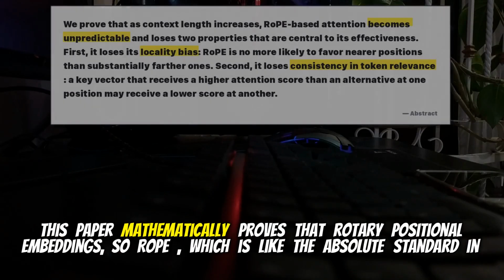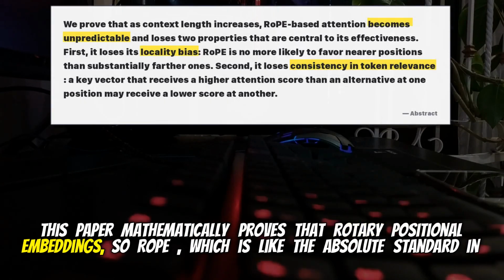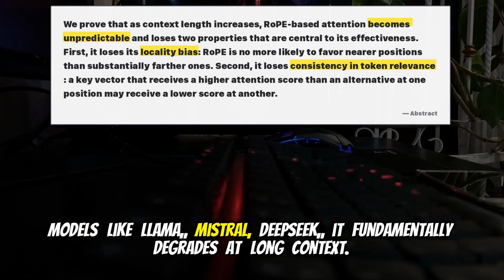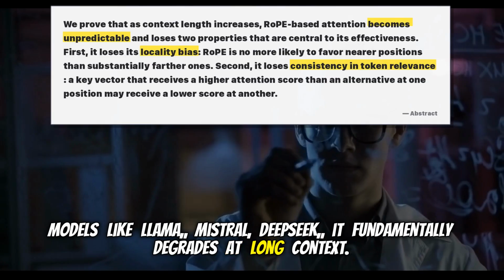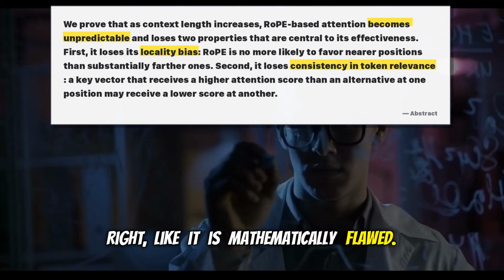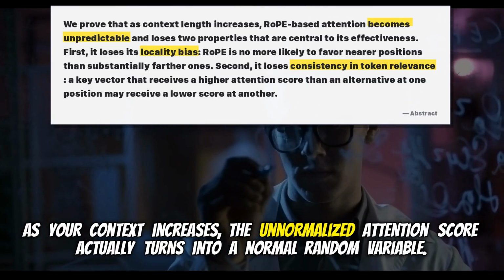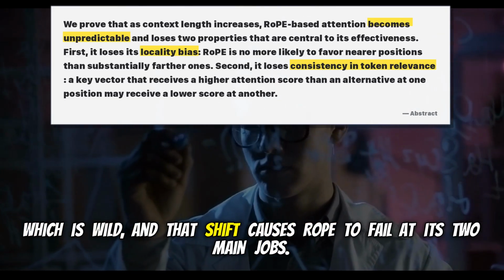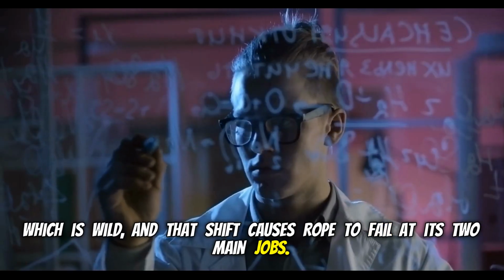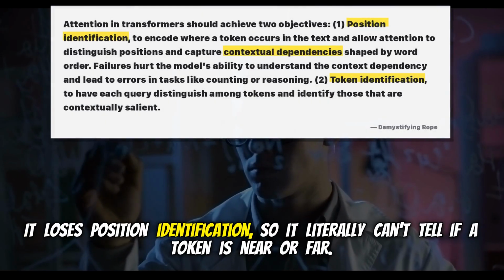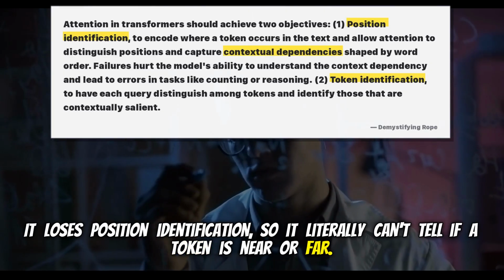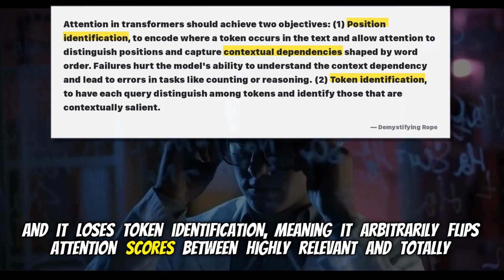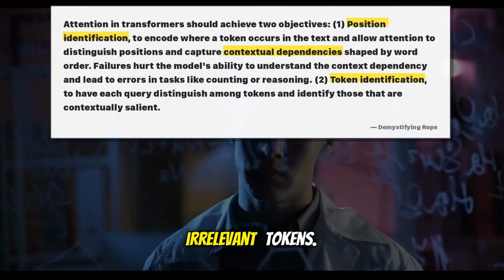This paper mathematically proves that rotary positional embeddings, so RoPE, which is like the absolute standard in models like Llama, Mistral, DeepSeek, it fundamentally degrades at long contexts. Right, like it is mathematically flawed. As your context increases, the unnormalized attention score actually turns into a normal random variable. Which is wild, and that shift causes RoPE to fail at its two main jobs. Exactly. It loses position identification, so it literally can't tell if a token is near or far. And it loses token identification, meaning it arbitrarily flips attention scores between highly relevant and totally irrelevant tokens.